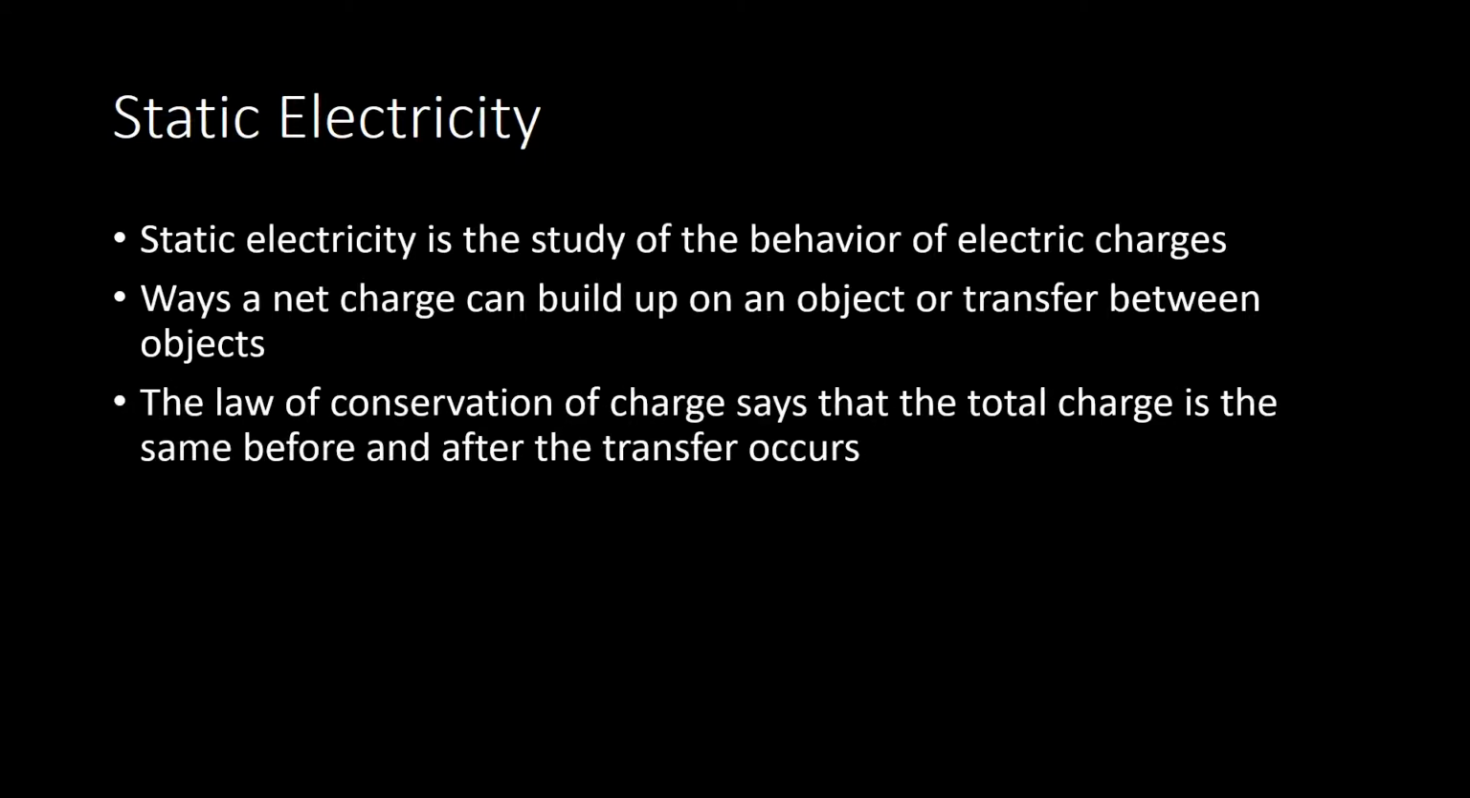And so anytime we're studying static electricity, we have to look at the law of conservation of charge, which says that the total charge before and after the transfer occurs must be the same. So if I start with an object that has a +2 charge and an object that has a -3 charge, the net charge there, the total charge, is -1. So after those two objects have interacted with each other, the total charge still has to be a -1. Okay, if I start with an object that has a +6 charge and an object that has no charge, the total charge there is +6. So after they've interacted, the total charge still has to be +6.